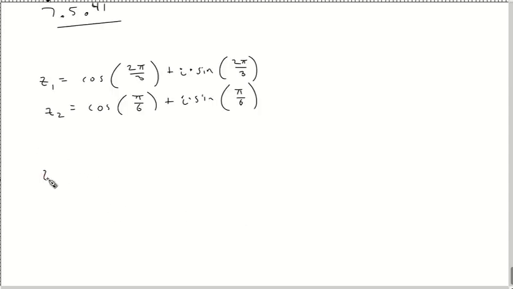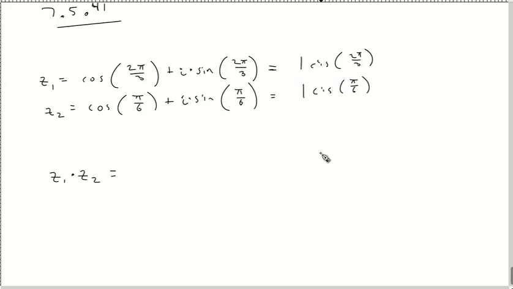Z1 times Z2. What is the answer? Okay, what is the number on the front? Tell me, what is my R? If I need to convert these over to RCIS formats, right? R is what? Oh, I know you know the theta. Don't worry about that. Everyone knows the theta. So that one's an easy one. What's my R? You ready?